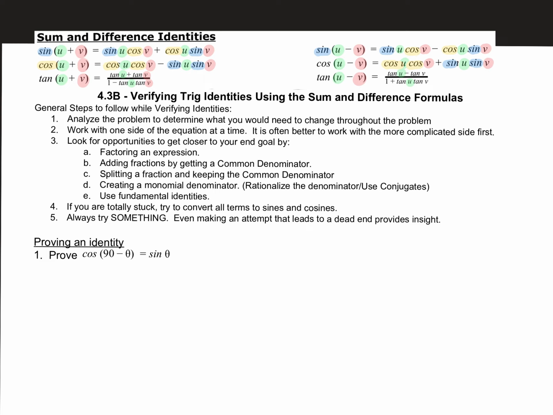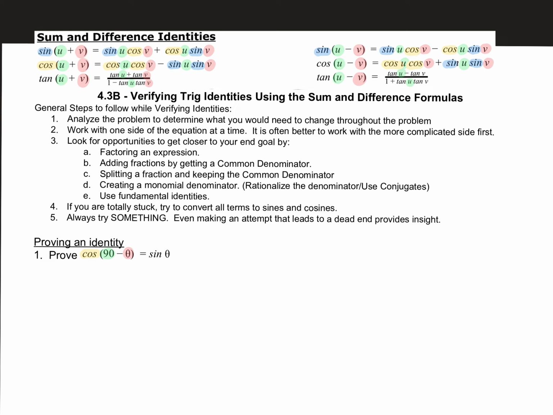Now, all that being said, let's just prove something that we already know is true. Cosine of 90 minus theta equals sine of theta. That's one of our cofunction identities, but I want to show you why that's true. So we're using cosine, and my angles are 90 and theta. I'm going to use 90 where U is, and theta where V is. Now we have to choose the correct identity from our choices.